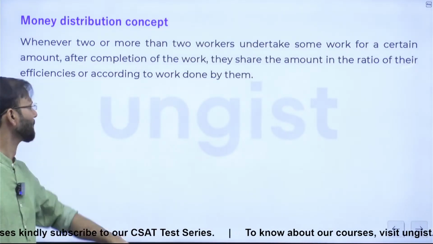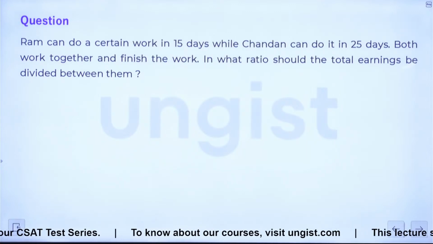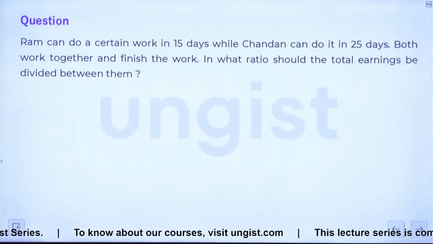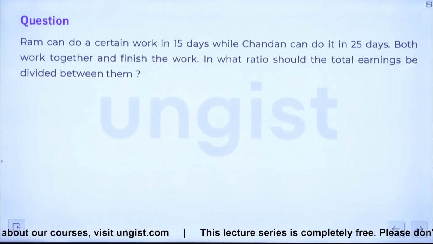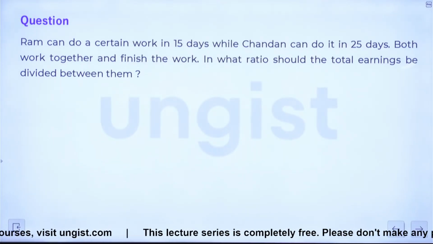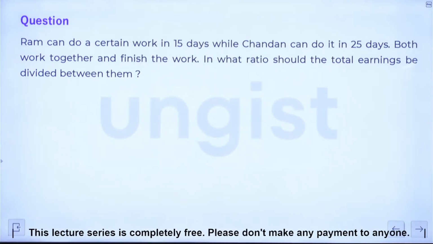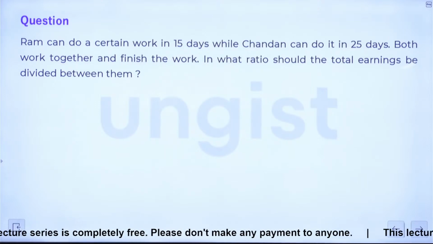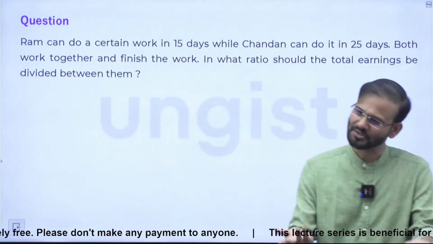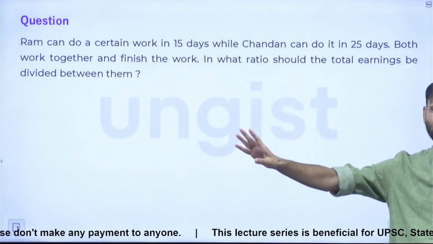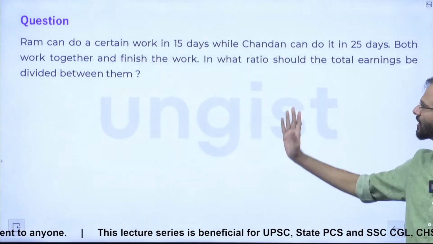Look, the first question says Ram and Chandan: Ram can do a certain work in 15 days, Chandan can do the work in 25 days. How should the total earning be divided? I mean, what should be the ratio of the earning? Tell me, is the ratio of their time given? What is given? 3:5. This is the ratio of the time. So the ratio of efficiency would be 5:3. So their money will be divided in the ratio 5:3. That's it, this is the answer.